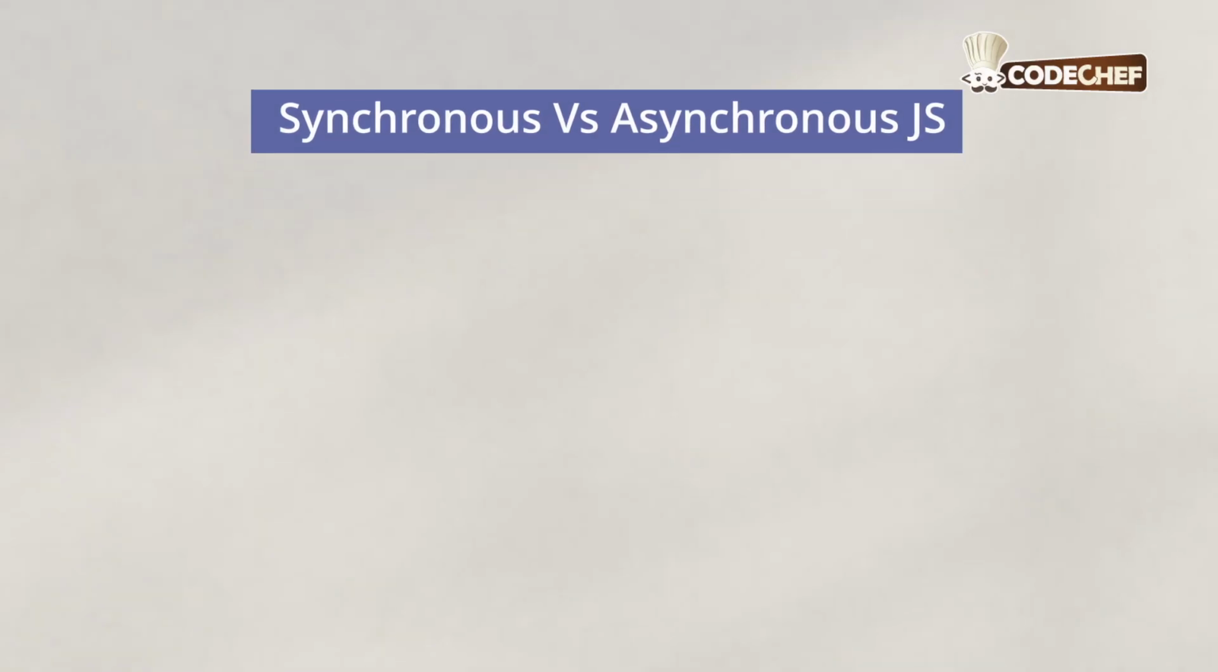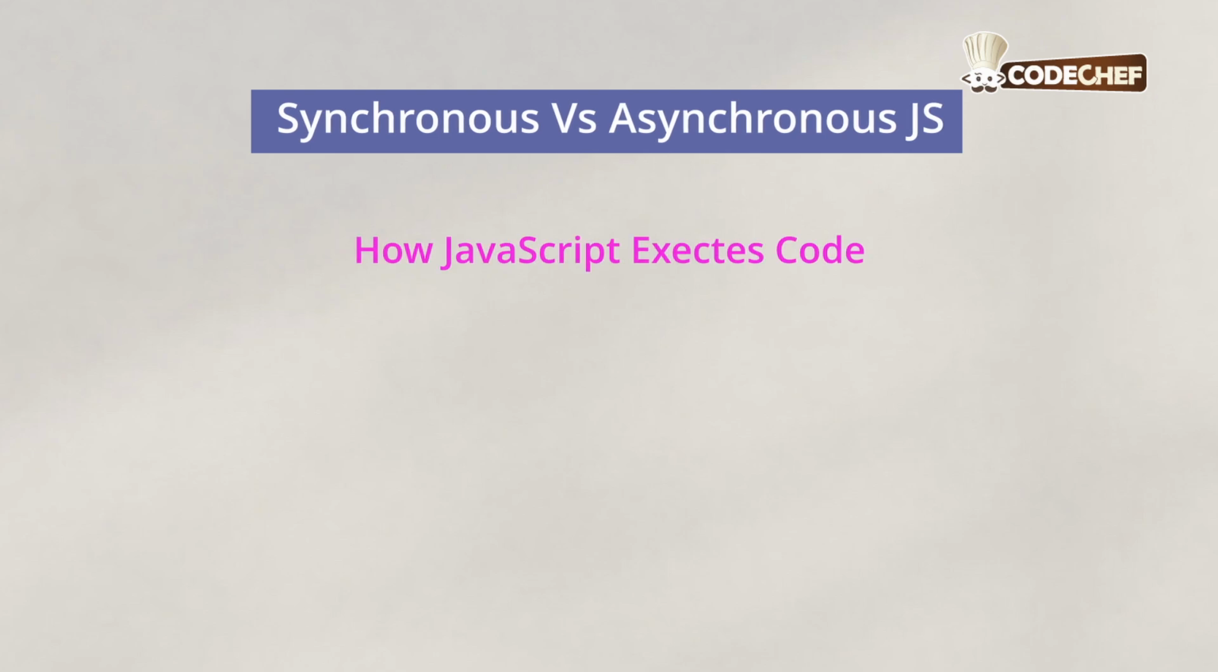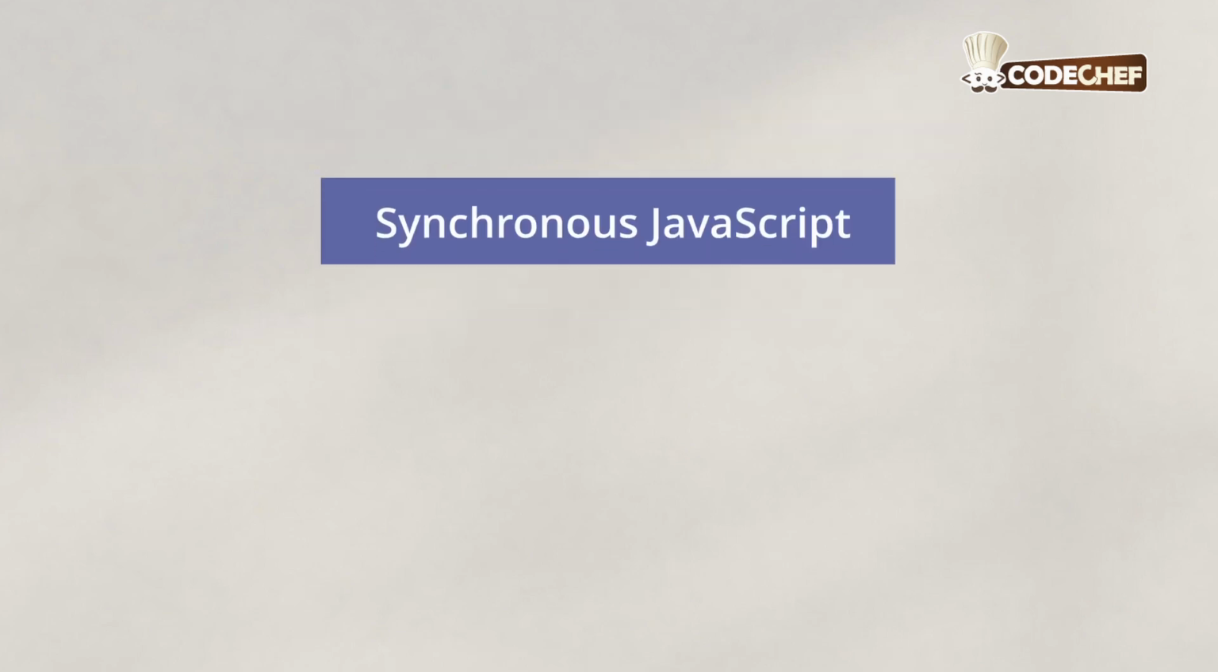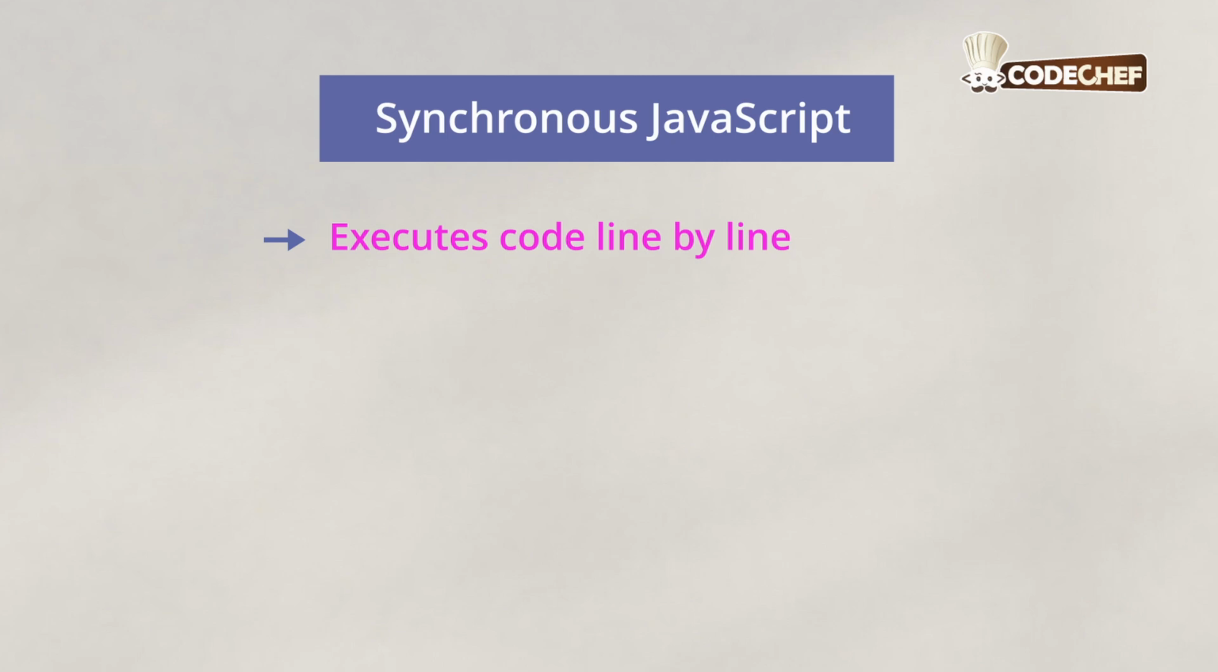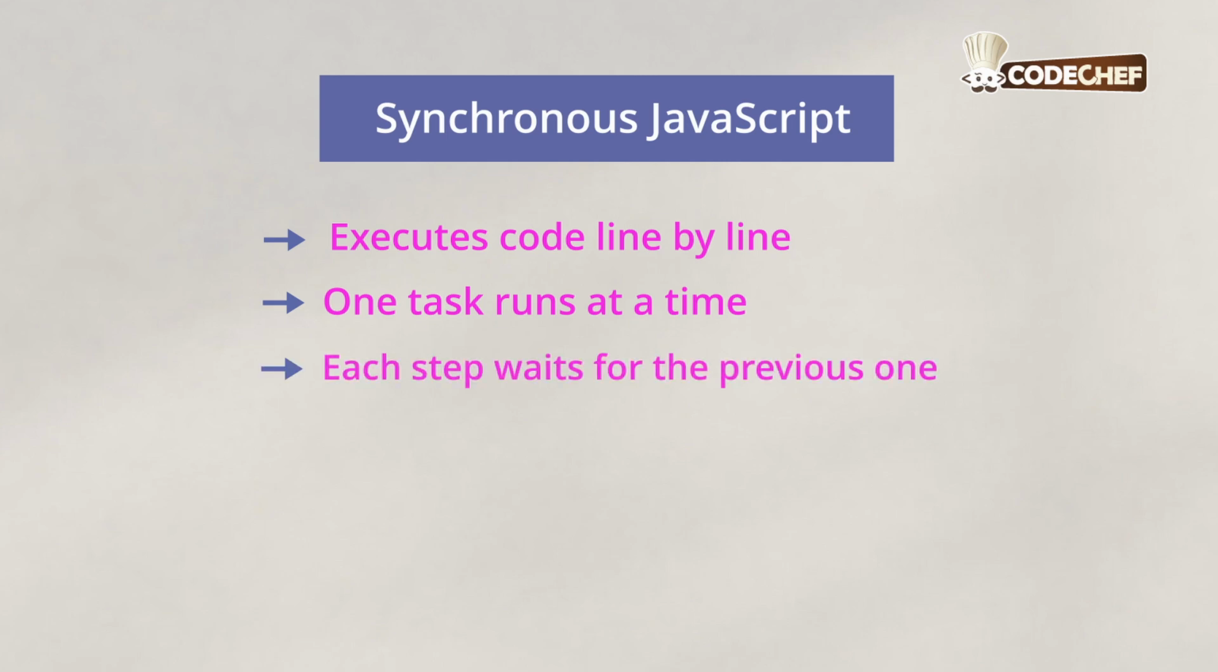So let's begin. Let us understand how JavaScript executes code. First, we'll see how synchronous JavaScript works, why it causes problems, and then move on to asynchronous JavaScript and its solutions. Synchronous JavaScript. By default, JavaScript runs synchronously. This means it executes code line by line, one step at a time. Each statement must finish before the next one starts. This behavior is simple, but it can cause issues when tasks take a long time.